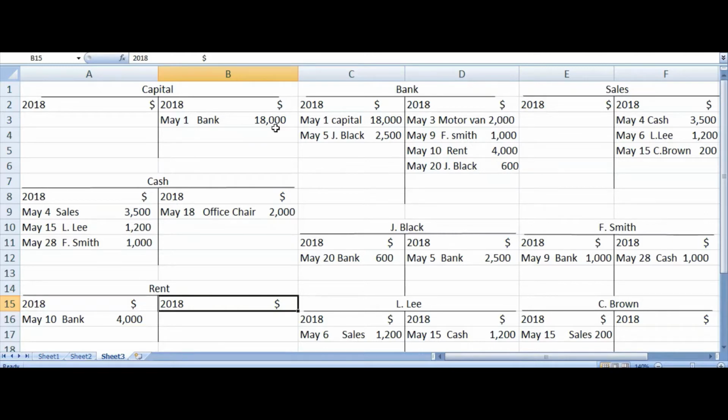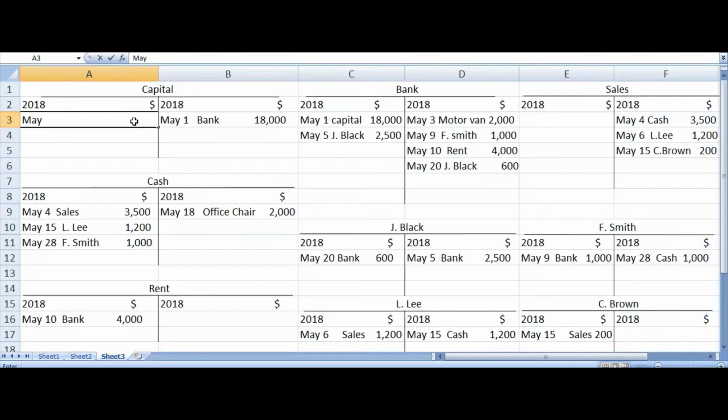Now the next thing we want to do is to deduct the smaller amount from the larger amount to find the balance. We know that the smaller amount is 0, so if you deduct 0 from 18,000, we are going to end up with 18,000. Once you do that, step 3 is to enter the balance on the side with the smallest total.